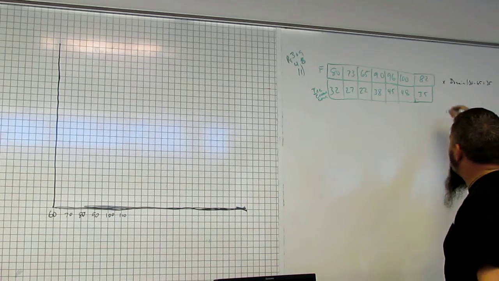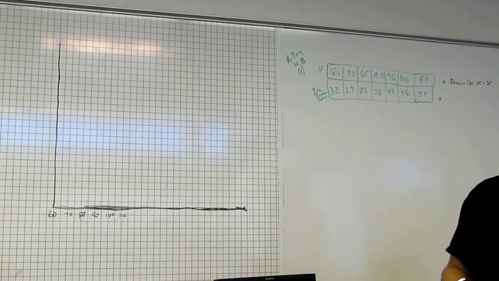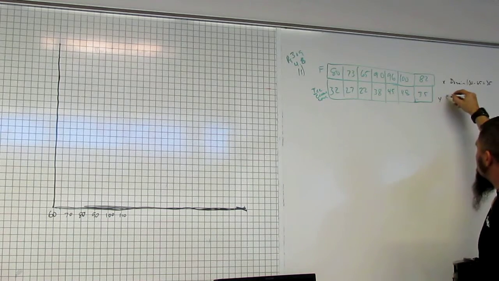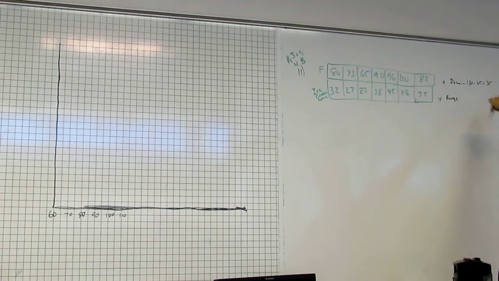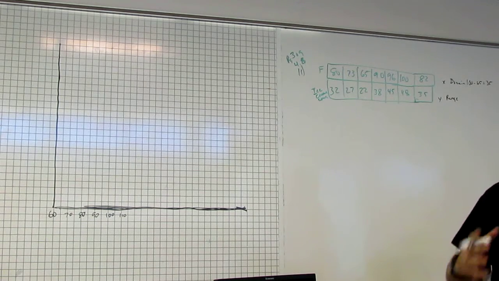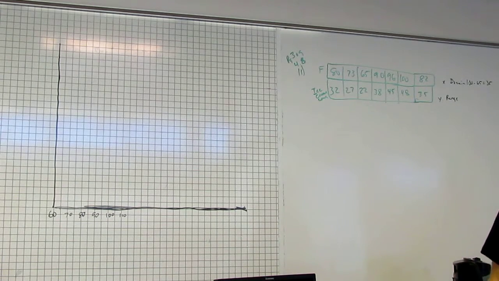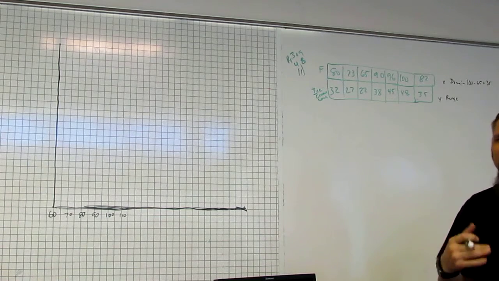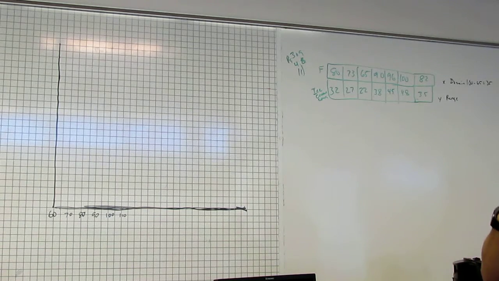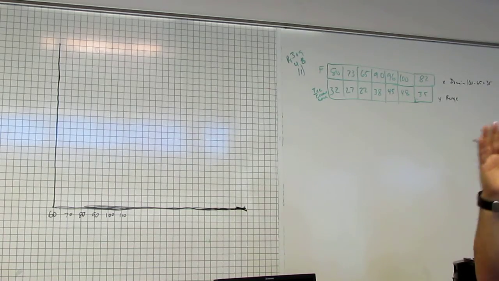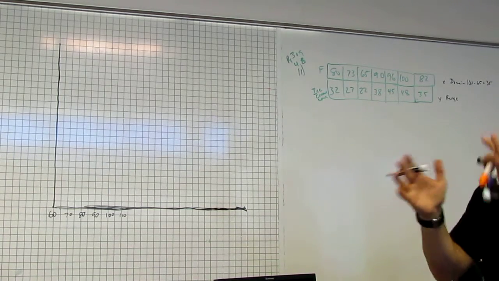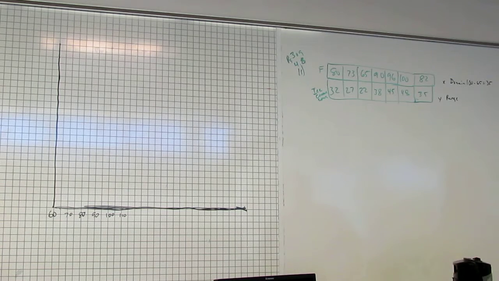My y's, that's my range. By the way, the range of the domain is 35. There's two ranges in math. It's confusing. One is the y's, and the other is the distance, the difference between the highest and the lowest. What is the range of the range then?